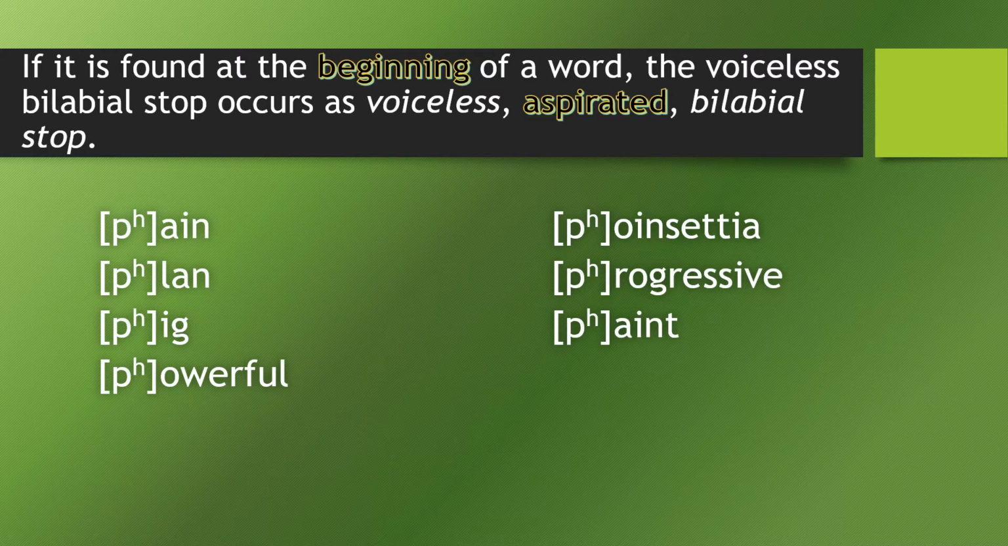As an example of how sounds are organized, consider that the form of the voiceless bilabial stop that is produced is dependent on where that phone is found. If it is found at the beginning of a word, the voiceless bilabial stop occurs as a voiceless aspirated bilabial stop. For examples: pain, plan, pig, powerful, poinsettia, progressive, paint.